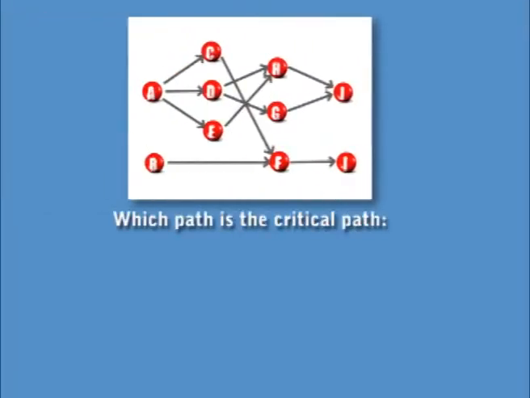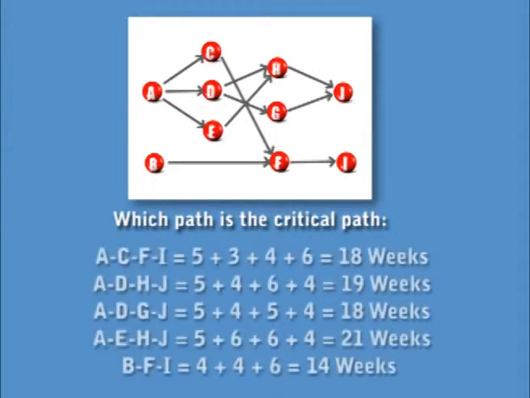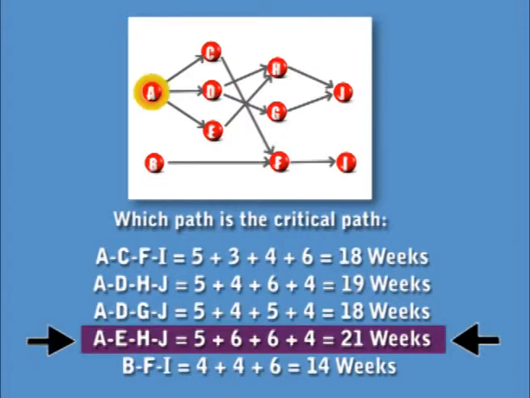Right now, all the information we want to know is which one is the critical path. So we can go through and add up each one of the activity times, and we can see that for our first path it's 18 weeks, second 19, third 18, fourth 21, and fifth is 14. So what does that mean to us? Well, what that means is that our critical path is A, E, H, J, because it takes 21 weeks. That's the longest duration of any path in our project. And what that means is that these activities are not going to have any slack time on them. And that is the path that we're going to monitor through our project.